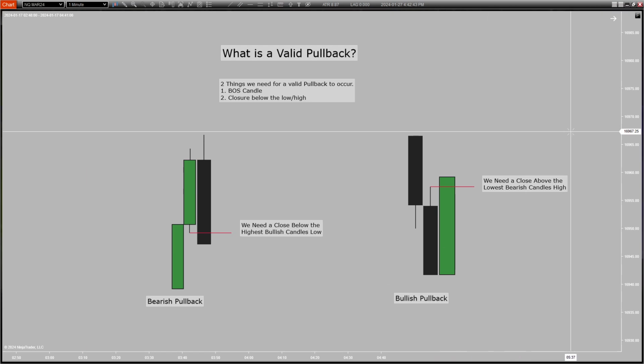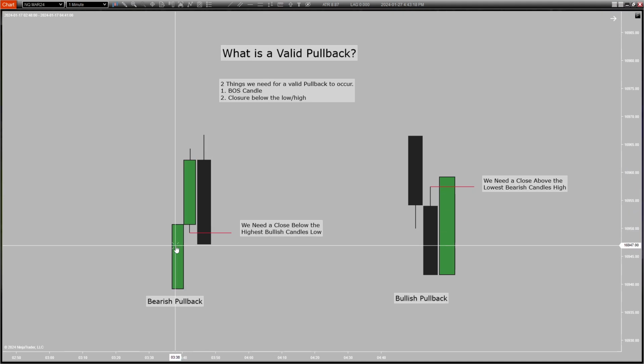Replay that a little bit if you need to understand. I'll be diving more into exactly what a highest bullish candle means. There are a couple of nuances here where people get tricky, but basically, for a valid pullback, we need this bullish candle to be a break of structure candle. This candle has to close above any candles to the left. So it's the highest bullish candle, and then we need a closure below the low. Those are the two things needed for a valid pullback.